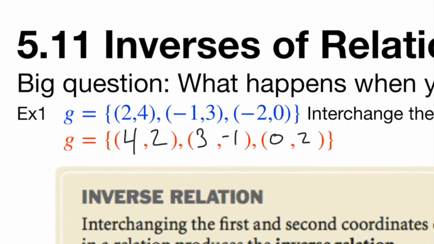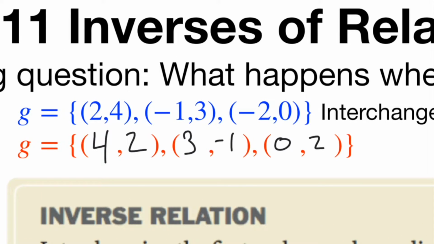Like this. You've got a relation, and we see here that the input is, for example, 2, then the output is 4. If the input is -1, then the output is 3. If the input is -2, then the output is 0. That's the relation. That's how it's paired. If you switch the input and the output, then it becomes the opposite. 4, 2, then 3, then -1, then 0 is the input, then 2 is the output.